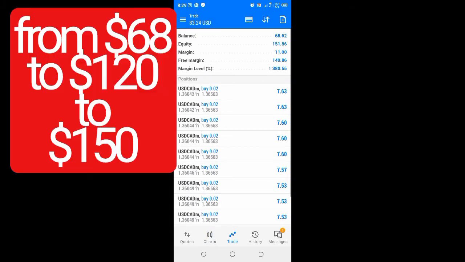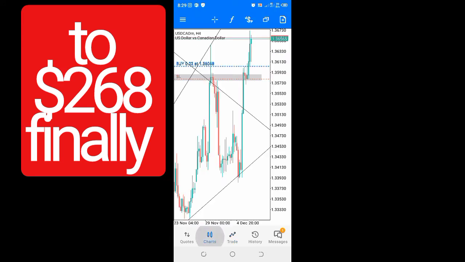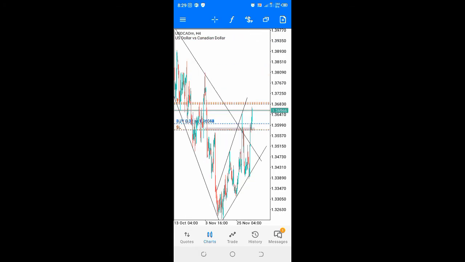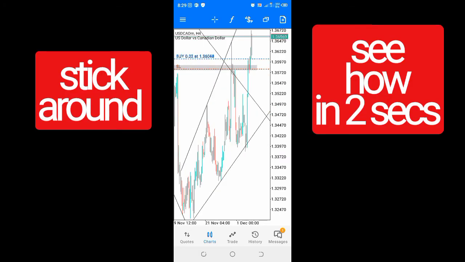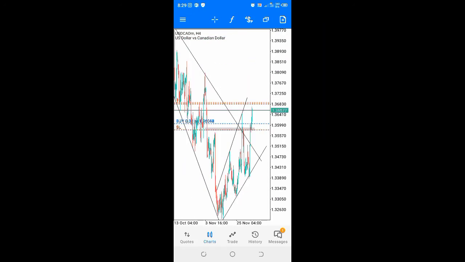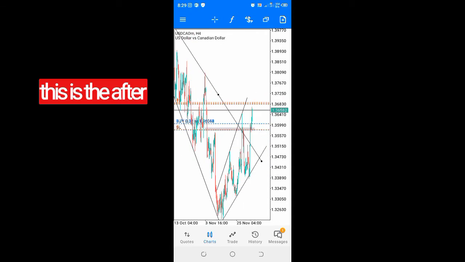Look at this. $83 running, from 68 to 152. Things are simple. We set our entry here, put our stop loss below structure. Look where our take profits are. And look at the accuracy of this analysis.